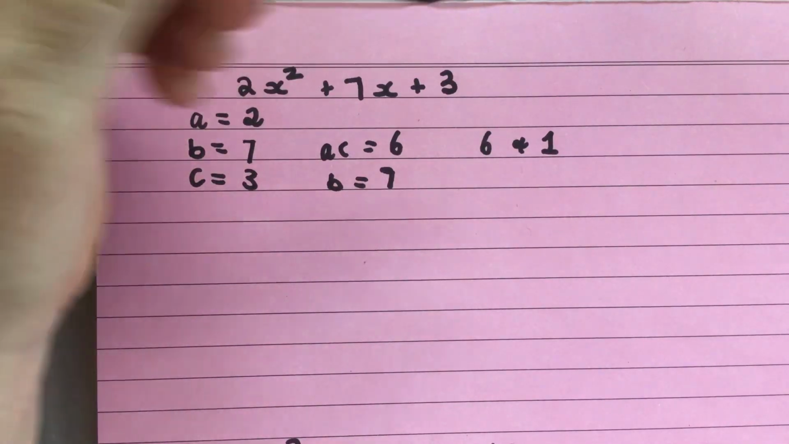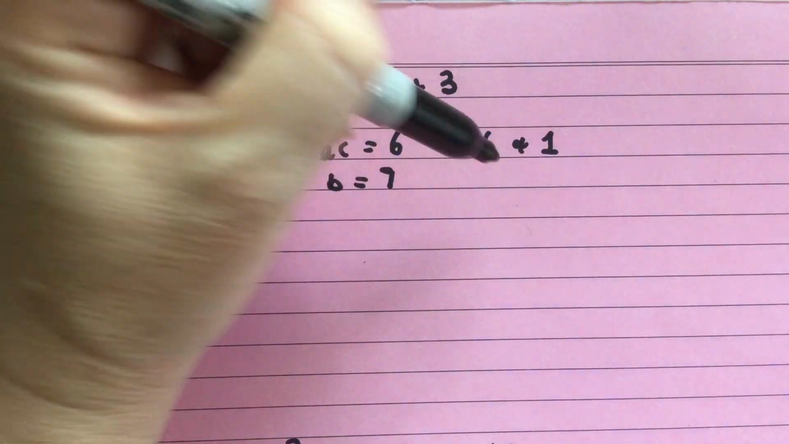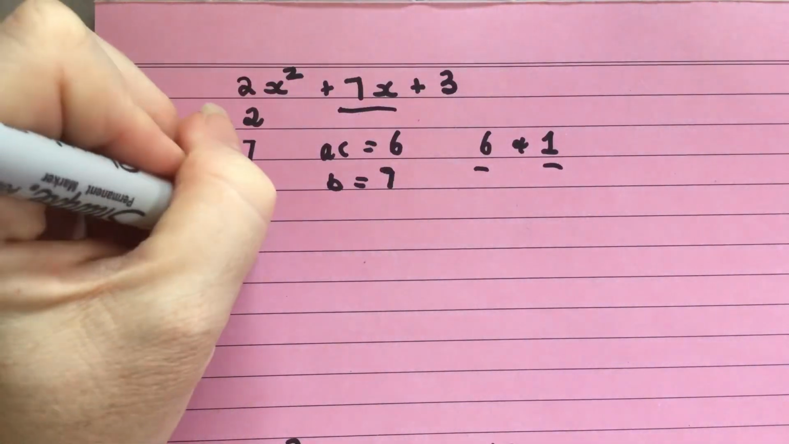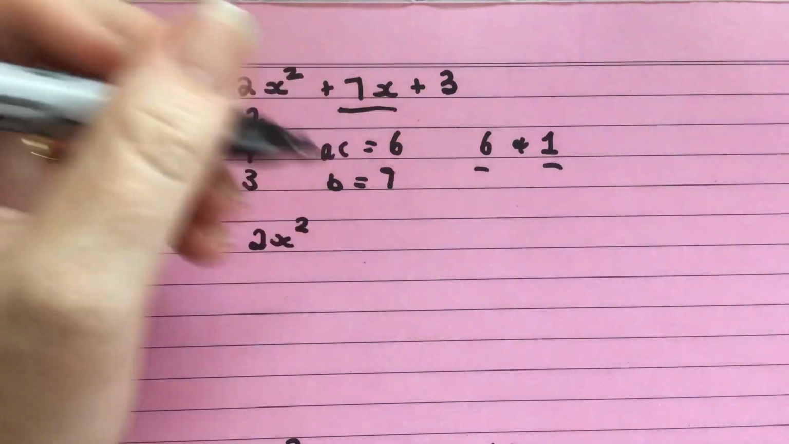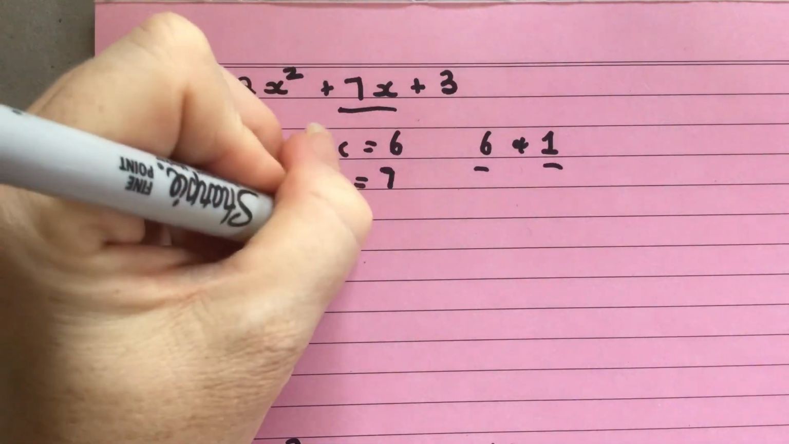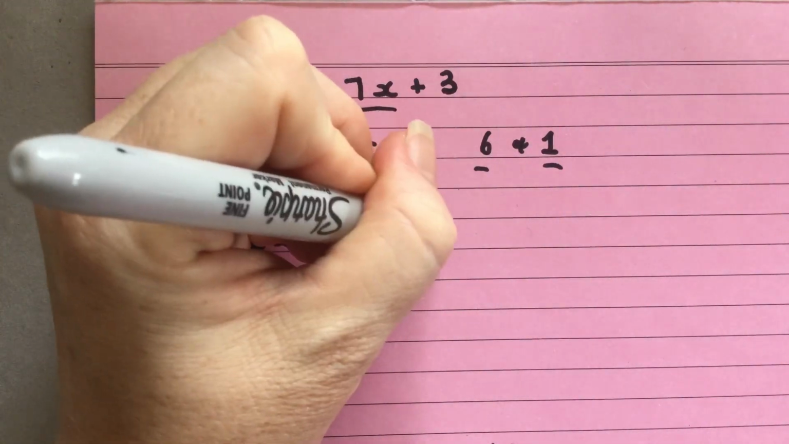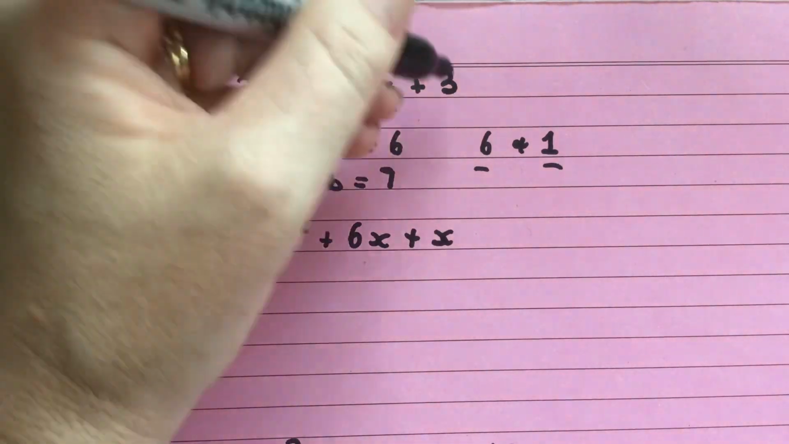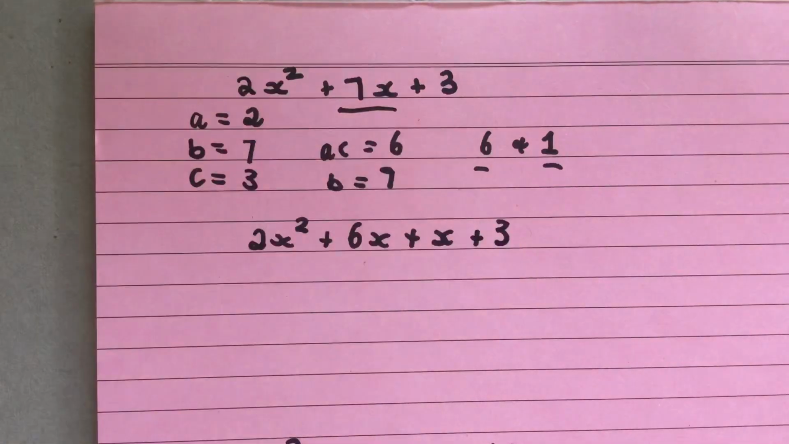So what I need to do is, instead of writing my 7x, I'm now going to put these two numbers in instead. So I'm going to write my 2x squared. Instead of writing 7x, I'm going to write plus 6x plus 1x. Now I could have written it the reverse order. It will work both ways. And then I write my plus 3 on the end.